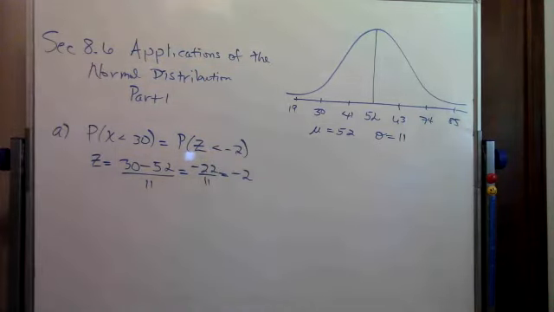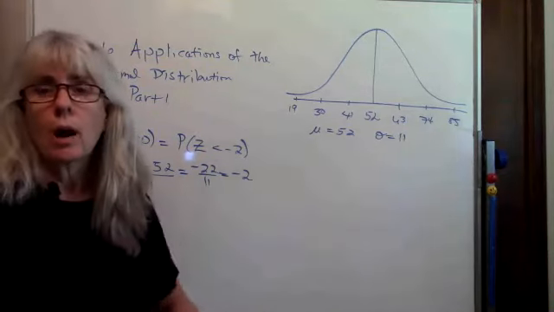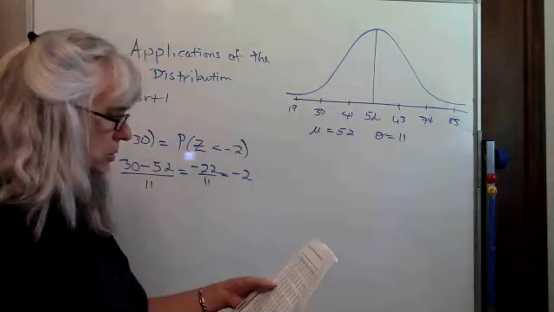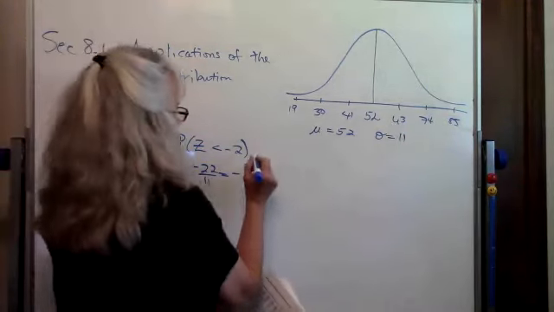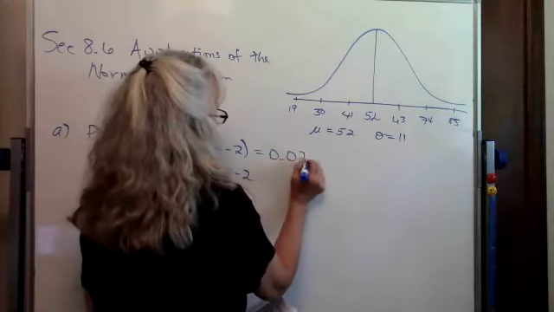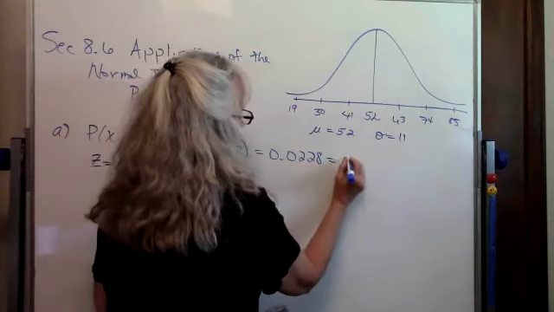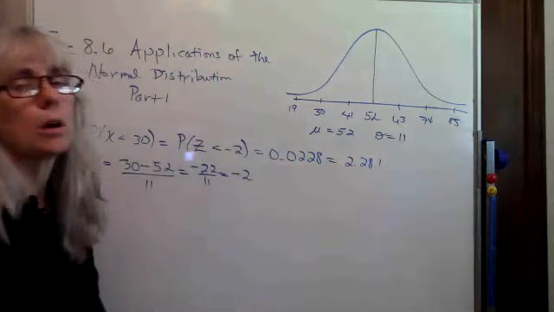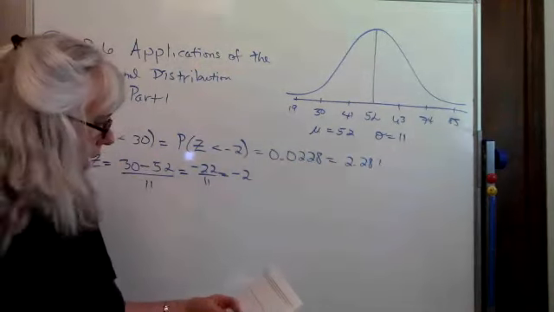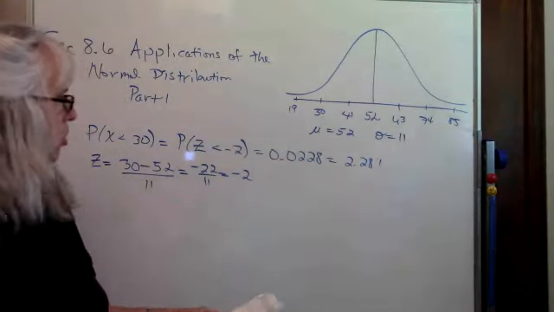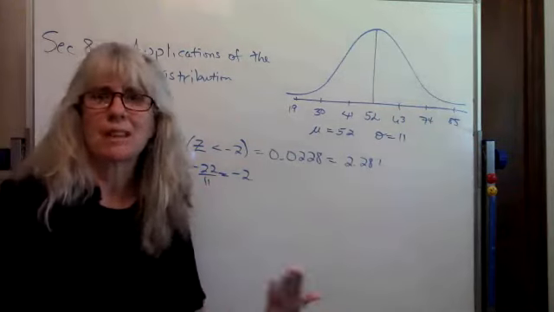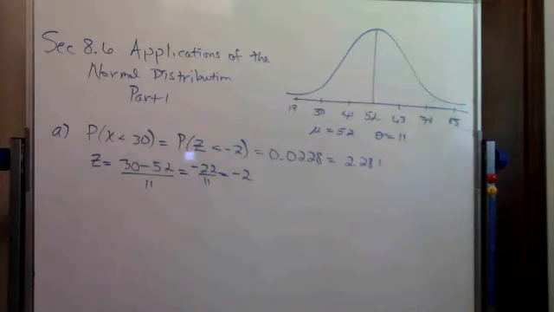Now I'll go to the table. Again, I go to negative 2.0, and I look up on the table what that comes out to be. Negative 2.0 comes out to be a probability of 0.0228, which is a 2.28% chance that a randomly chosen student at the university has an entrance exam score less than 30. So you can actually see the words helping this make some sense here.